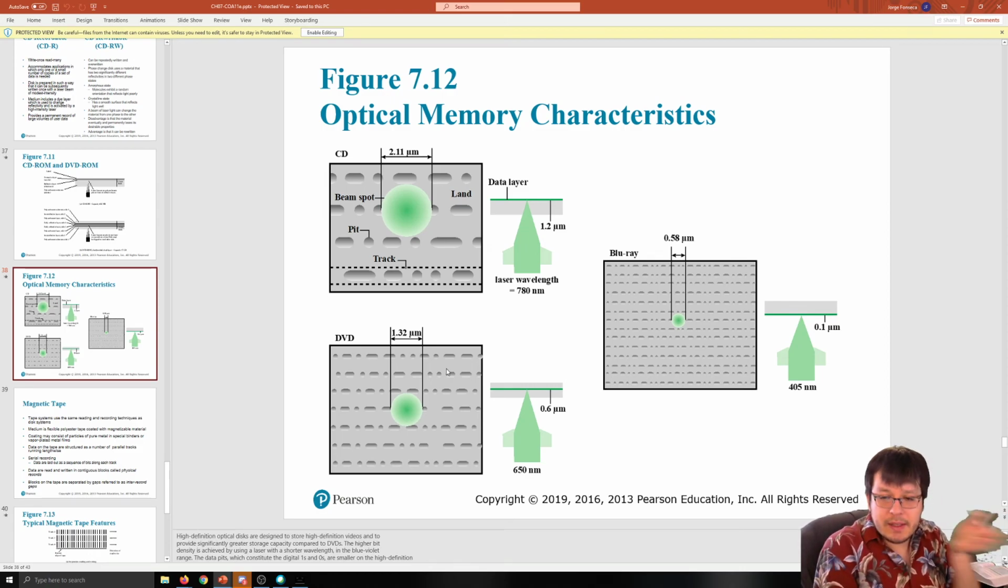So it's basically able to shine the light and see if it's shiny or not shiny, and that's how you know if it's a 0 or a 1.